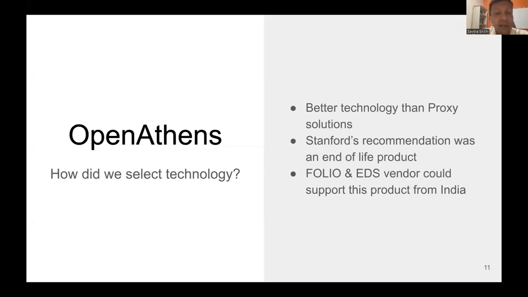And of course, like I mentioned to you, single sign-on is a superior technology to proxy solutions, right? So we wanted to do single sign-on, and Open Athens was a clear leading product in that space. Here also, Stanford had given us a recommendation, which we did not use. Okay, they had a proxy solution in mind, but even that solution from OCLC was end of life, was not being offered in India, right? So we anyways could not do what Stanford was recommending in this case.